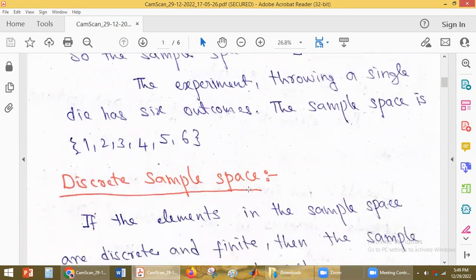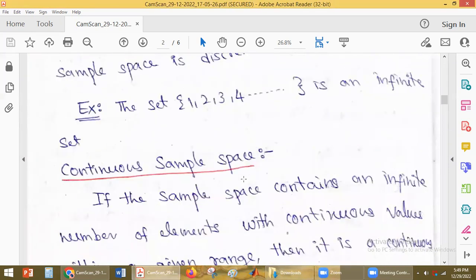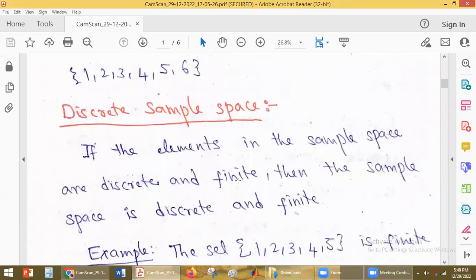There are two types of sample space, discrete sample space and continuous sample space. In the case of discrete sample space, the number of elements in the sample space will have discrete values and it is also finite. Then the sample space is called a discrete and finite sample space.